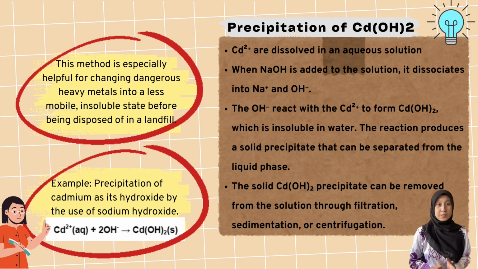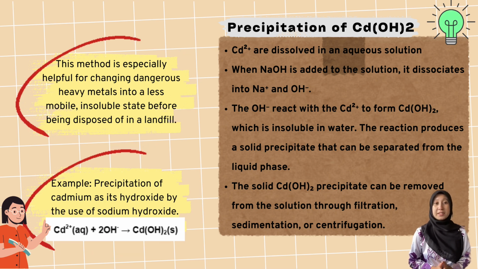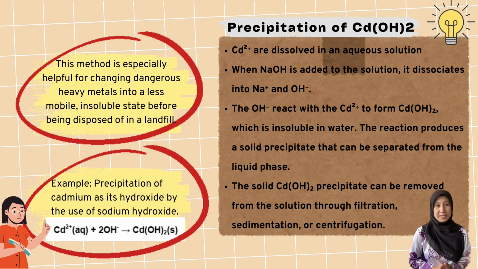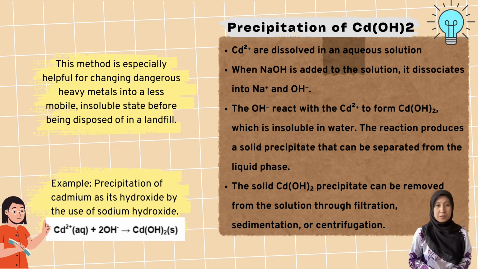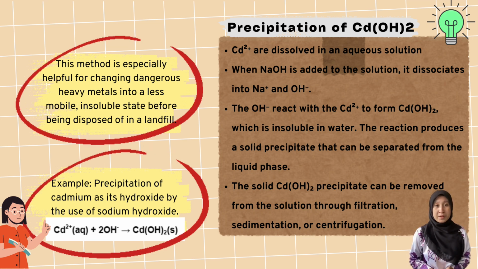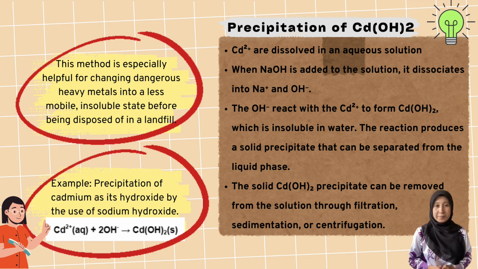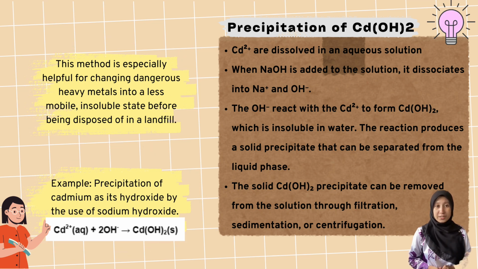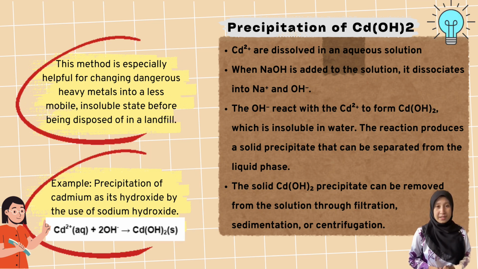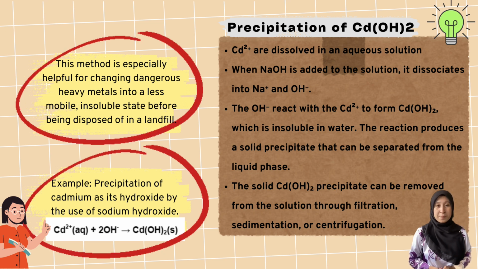This method is especially helpful for changing dangerous heavy metals into a less mobile, insoluble state before being disposed of in a landfill. For example, consider the precipitation of cadmium as its hydroxide by the use of sodium hydroxide. The reaction can be represented as follows. In this reaction, cadmium ions in the wastewater react with hydroxide ions provided by sodium hydroxide, forming cadmium hydroxide, which is insoluble and can be precipitated out of the solution.